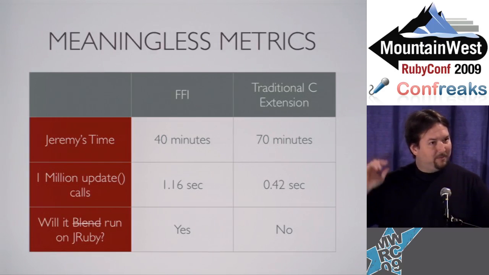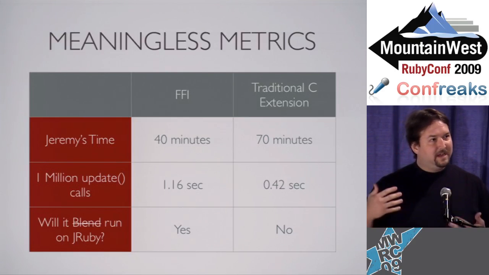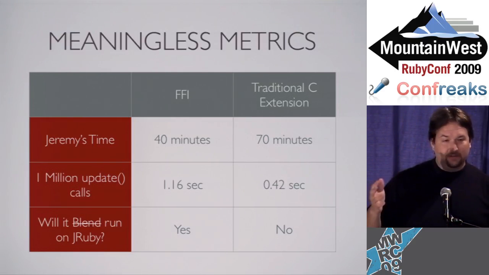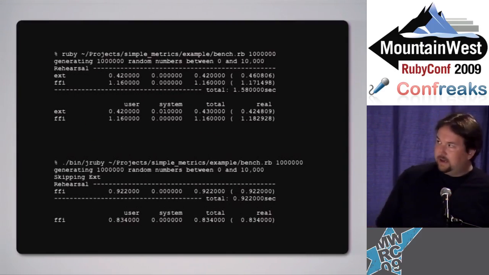And then, of course, the important part is, will it blend? And in this case, yes. We can take this FFI library that we just did, and we can dump it straight into JRuby, or invoke it with JRuby, and it'll work. With the C extension, it won't. And this is just a screenshot of what I did.